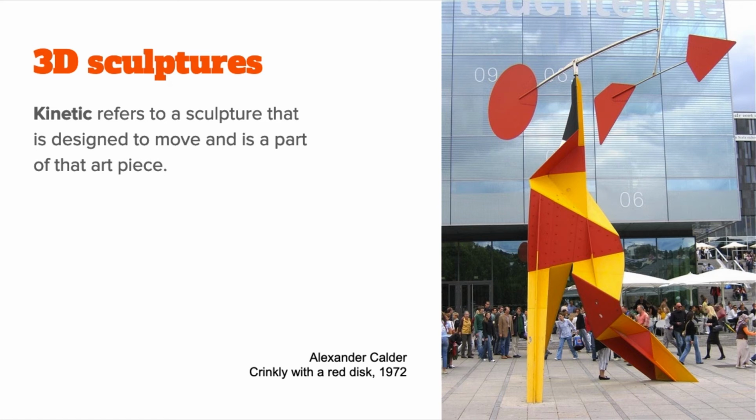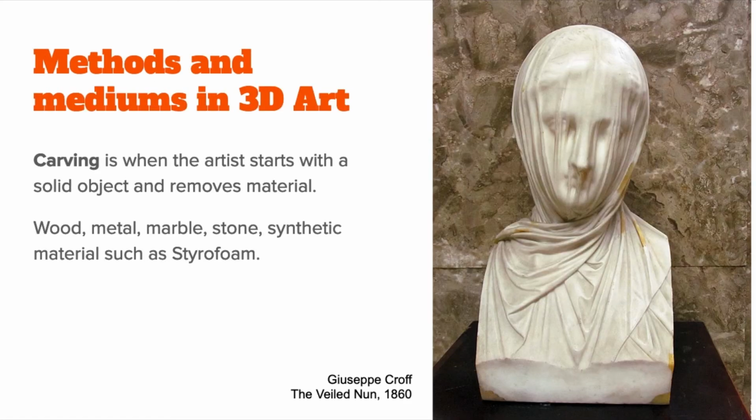The methods and mediums used to create 3D art boil down to two different ways of creation. The first is carving, when the artist starts with a solid material and then removes it. Think of carving something away. Typically this material is wood, metal, marble, stone, or synthetic materials such as styrofoam. The artist starts with a big block of something and then removes material until he gets the final sculpture.